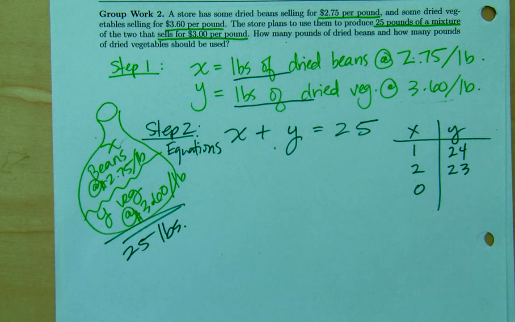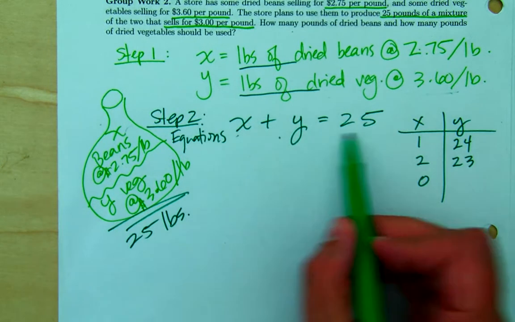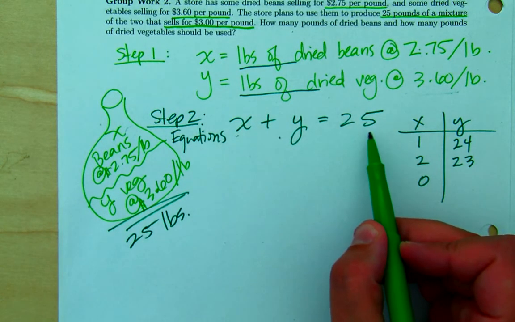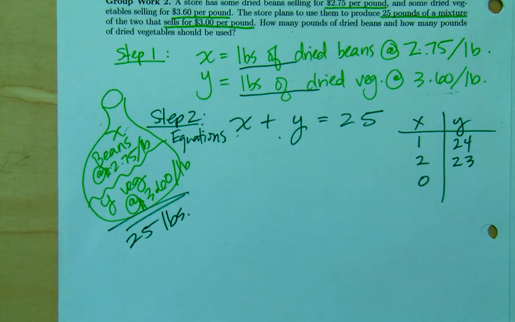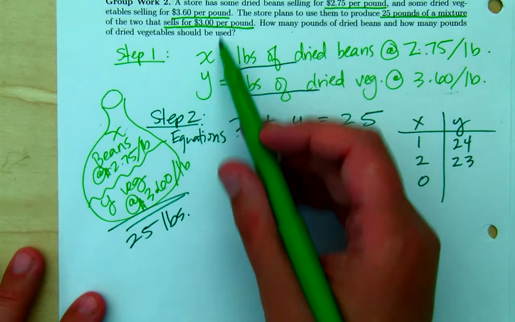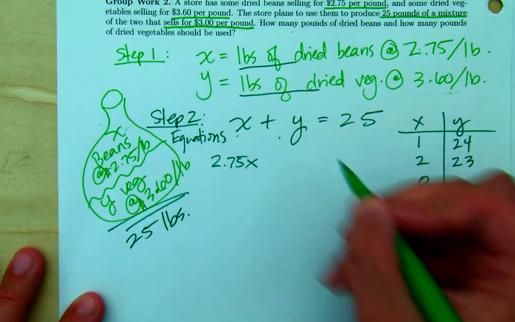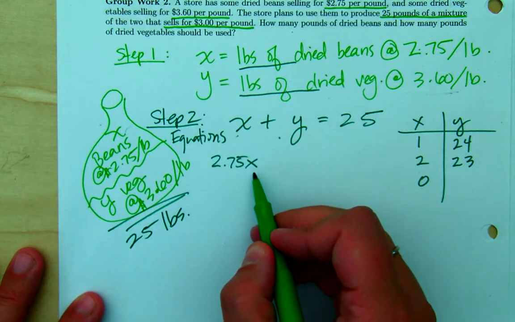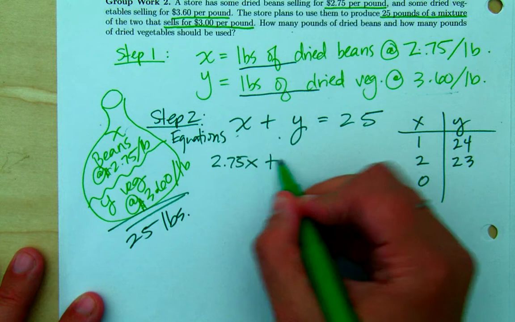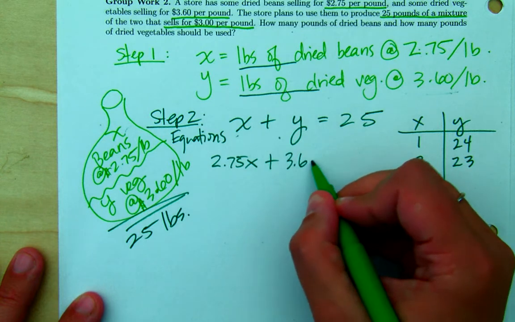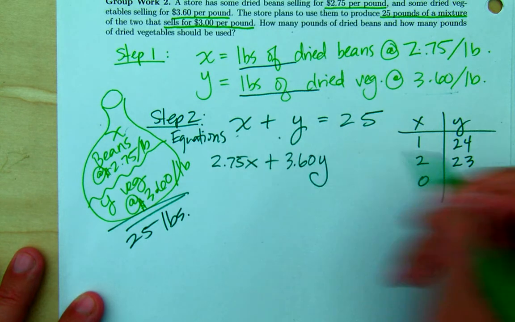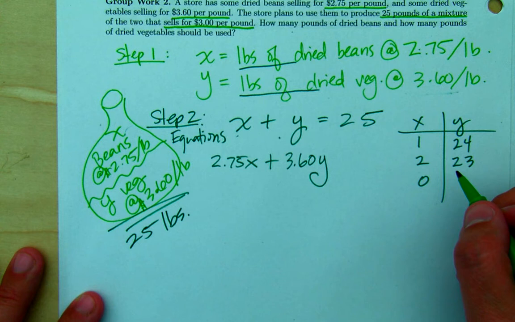Now, we know something else. We know how many pounds of beans altogether and vegetables, how many pounds total. We also know something about the price. So every pound of bean costs $2.75x, right? $2.75 times the number of pounds of beans plus $3.60 times the pounds of vegetables is going to give us a total price.